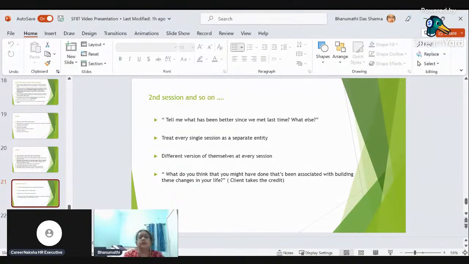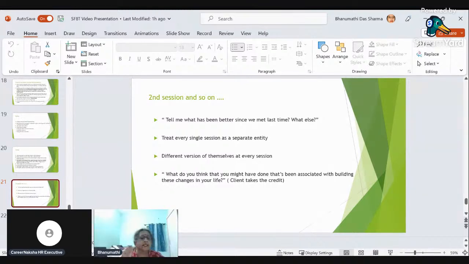Then we should appreciate them. We should say, oh, lovely. What else? What else? How did you do that? Wow, how did you do that? How did you achieve it? Who saw it? Who helped you in it? Okay, and what else? What else? What else? As they keep telling, after they exhaust, then again you ask, what are your best hopes from our talking together? What do you want from our conversation in this session?